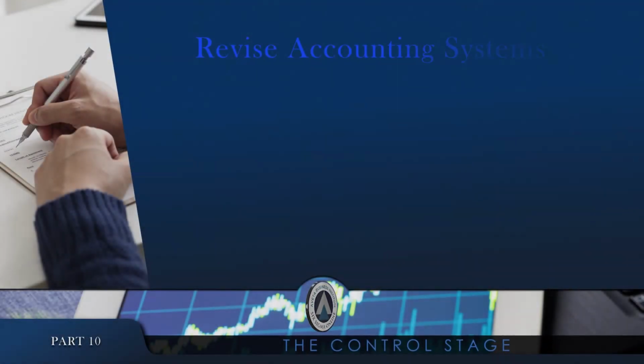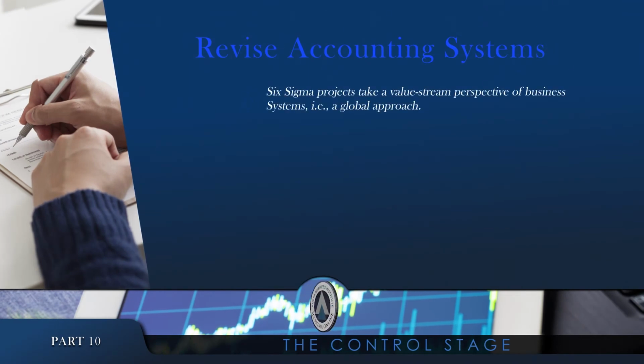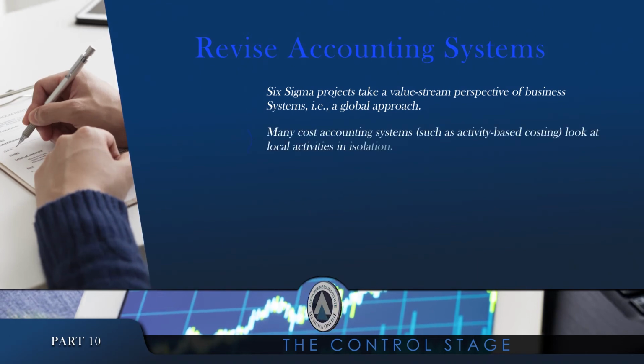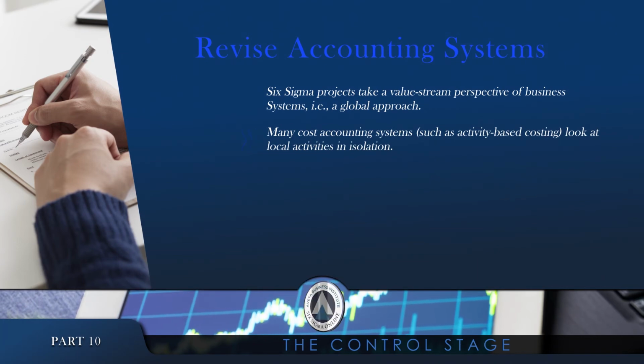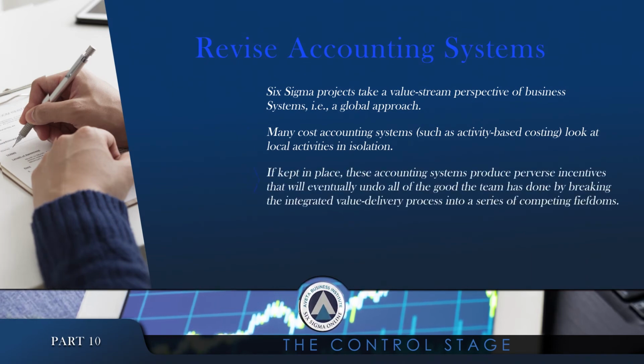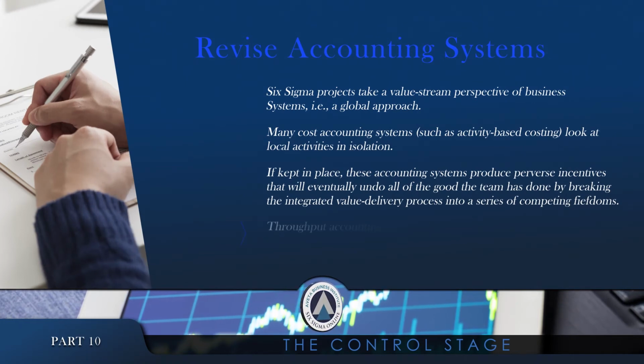Revise accounting systems. Six Sigma projects take a value stream perspective of business systems. In other words, a global approach. However, many cost accounting systems, such as activity-based costing, look at local activities in isolation. If kept in place, these accounting systems produce perverse incentives that will eventually undo all the good that the team has done. Throughput counting is recommended.